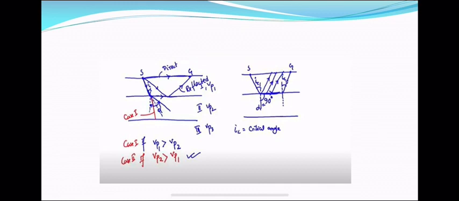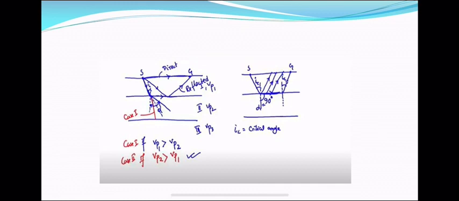So there is one particular distance where the direct ray and the refracted ray will reach at the same time. If you place a geophone at that distance, it is called the critical distance, similar to the critical angle. Critical distance means the distance where the direct ray and the refracted ray reach the geophone at the same time.